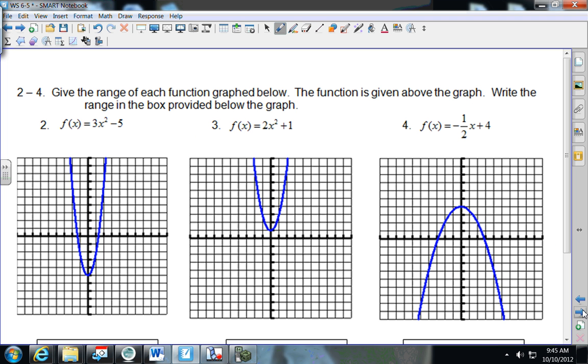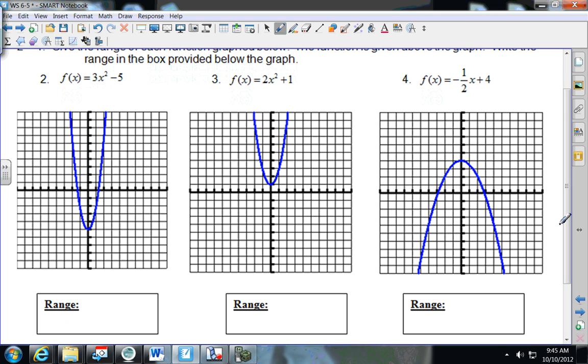Okay, look at this next one. Given the range, give the range for each function graphed below. The function is given above the graph. Write the range in the box provided below the graph. Okay, so let's look at this. First off, we know range is y, correct? So I know I'm going to start off with y.